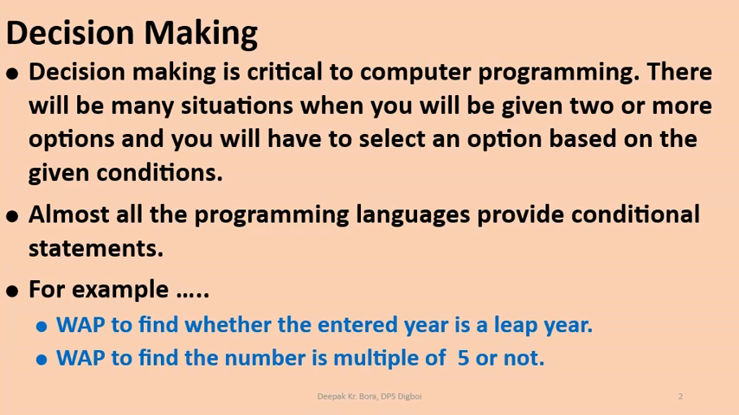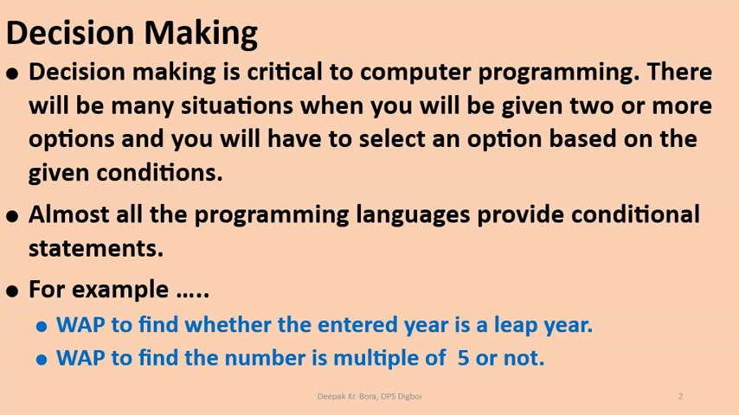Decision making is critical to computer programming. There will be many situations when you will be given two or more options and you will have to select an option based on the given condition. So we are given options, and these options are selected based on a given condition. This condition will always give us a value or output as true or false.